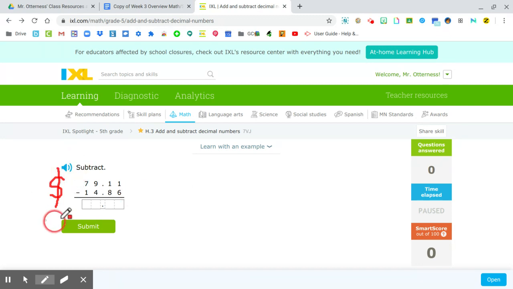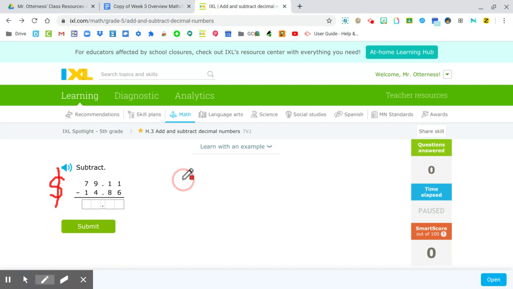But we can consider this a problem that has to do with money, right? And you can create any story you want with this. I mean, this could tell any number of stories. You had $79.11 and you chose to buy an item that cost you $14.86, right? That would be the same as subtracting 14 and 86 hundredths from $79.11, right? Or from 11 hundredths. So that gives a little bit of context, helps us kind of connect our brains with reality.